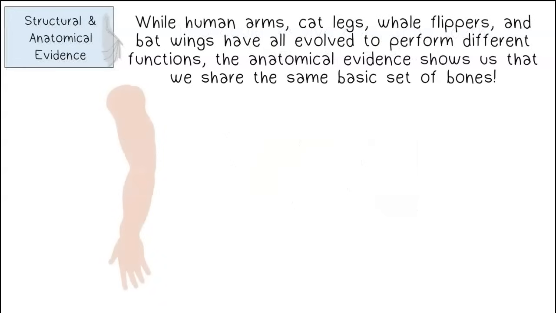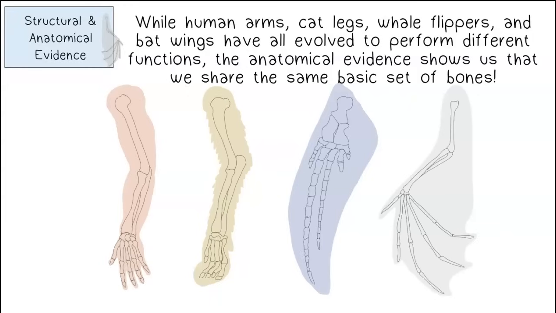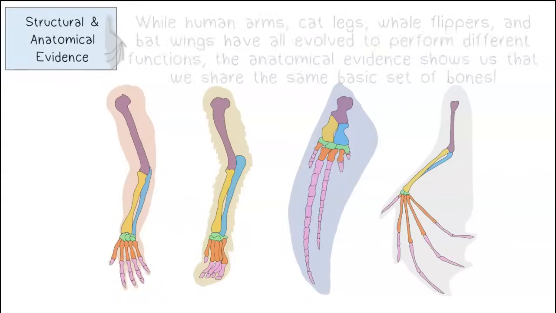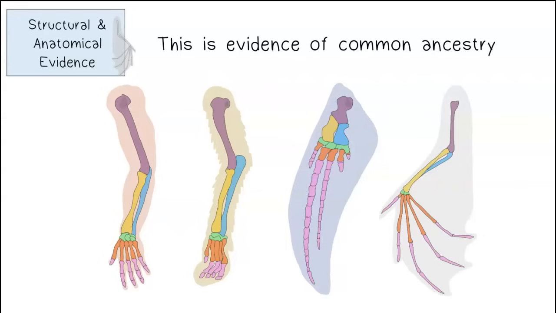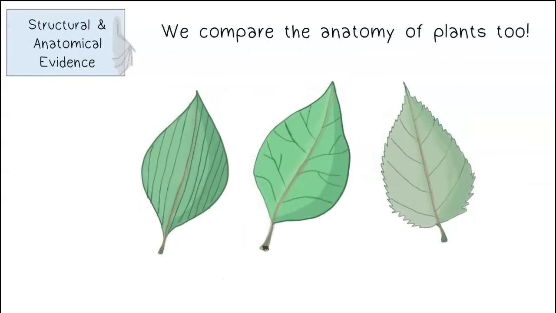For example, while human arms, cat legs, whale flippers, and bat wings have all evolved to perform different functions, the anatomical evidence shows us that we share the same basic set of bones. This is evidence of common ancestry, but it's not just limited to species that have bones. We compare the anatomy of plants too.